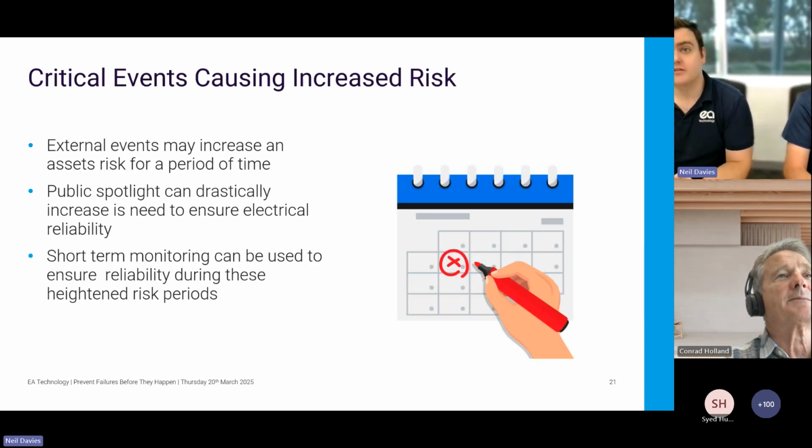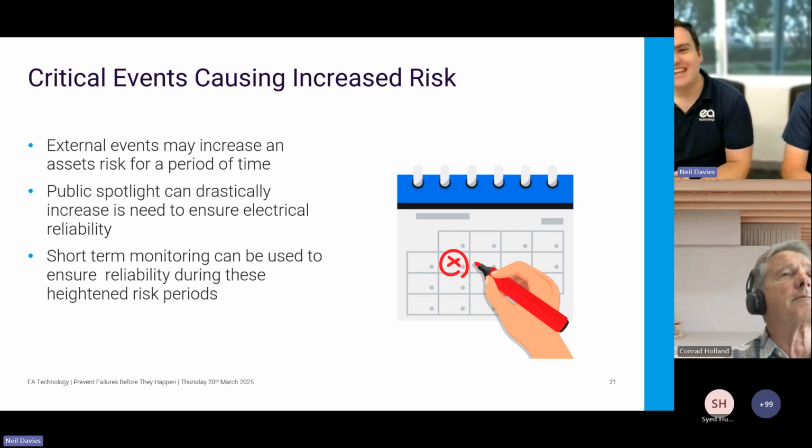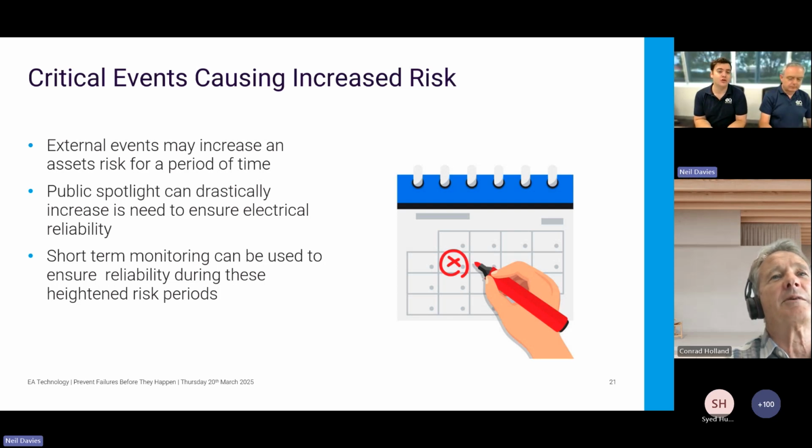Critical events causing increased risk is one that we are seeing more and more, and we've done plenty of work in Australia and worldwide where the spotlight has been on, be it World Cups, I believe. We've done some work for the Olympics, and no one wants to be caught losing power to a World Cup event. So there are times of heightened risk where you do want to put that little bit more effort. You may want to put a little bit of short-term monitoring in a period leading up to that event, so you know and you understand the health of the assets that are critical to that event.